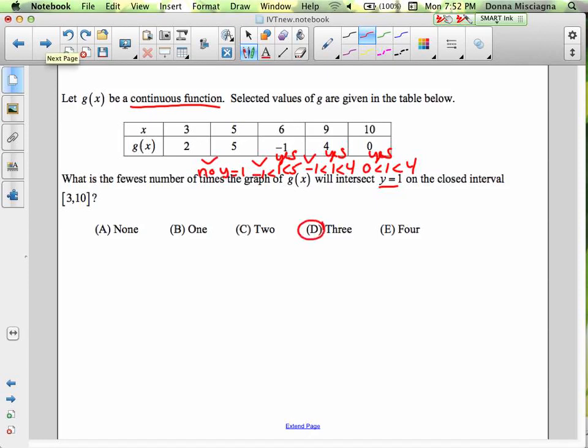All right, so let's write them in. So yes, it's 3, and it's between, actually I'm just going to write this in interval notation. So between 5 and 6, and then again between 6 and 9, and finally one more time between 9 and 10.